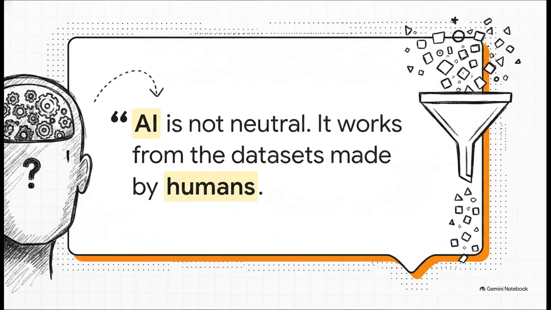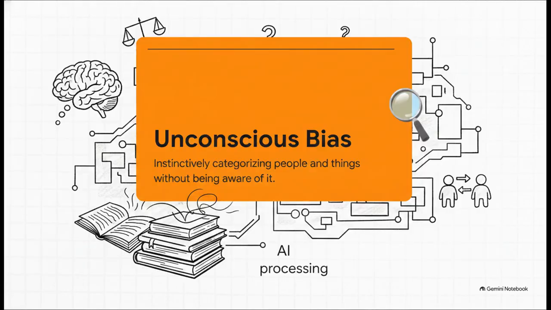It works directly from datasets made by humans, so it actually reflects the very human and sometimes very flawed world it learns from. To really get how AI processes all of this information, we first have to talk about unconscious bias. Think of it like our brain's habit of instinctively categorizing people and things without us even realizing it's happening. It's guided by mental preconditioning rather than our actual lived experiences. Now, literature has historically helped us identify these exact biases within our own societies, and the cool part is we can now use those same literary lenses to effectively psychoanalyze AI.